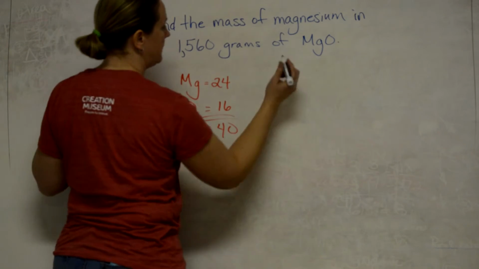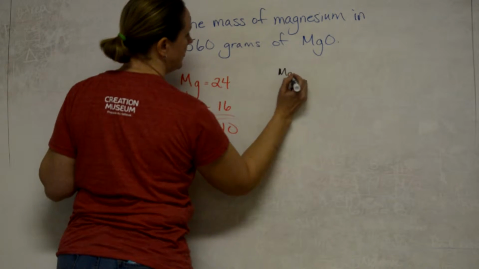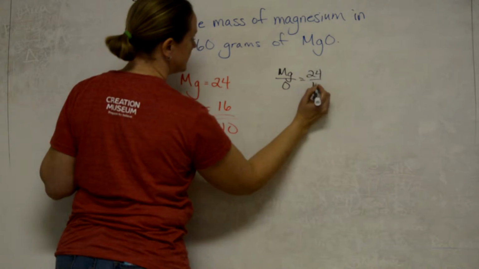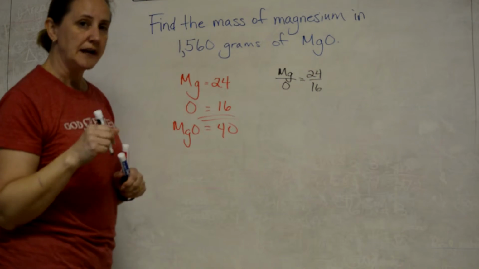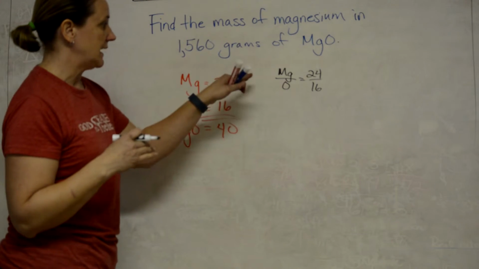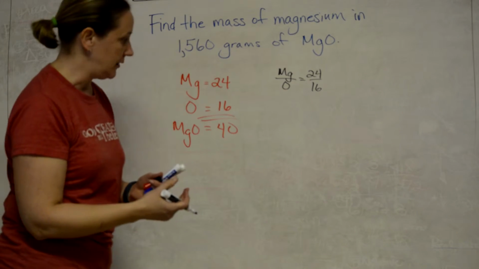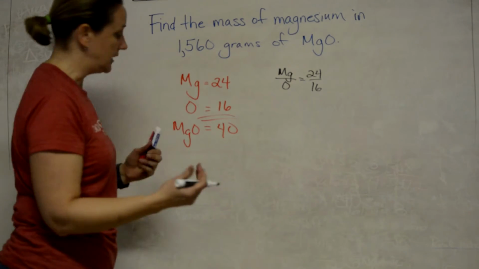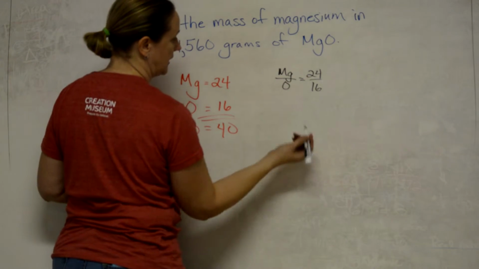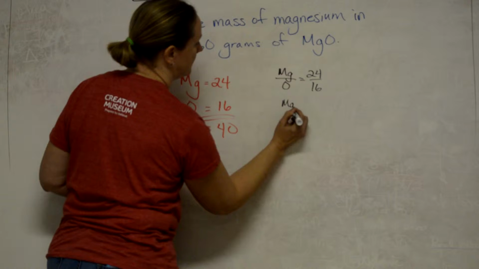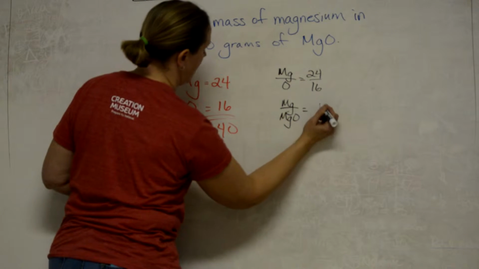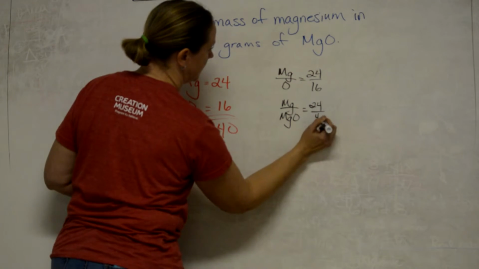So we could do magnesium to oxygen, right, which would be 24 to 16. That's what we were calculating before, the percentage of magnesium in the compound. But now we're going to figure out the mass in an overall compound. So if I was doing magnesium to oxygen, I would do that. If I was doing magnesium to my compound, then I would have 24 over 40.